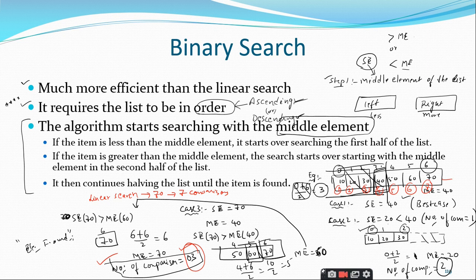Here I have taken an example which has very few elements. But if you consider a large list of elements, the efficiency of binary search proves to be very prominent when compared to that of the linear search. So that is the reason why binary search is much more efficient than linear search.